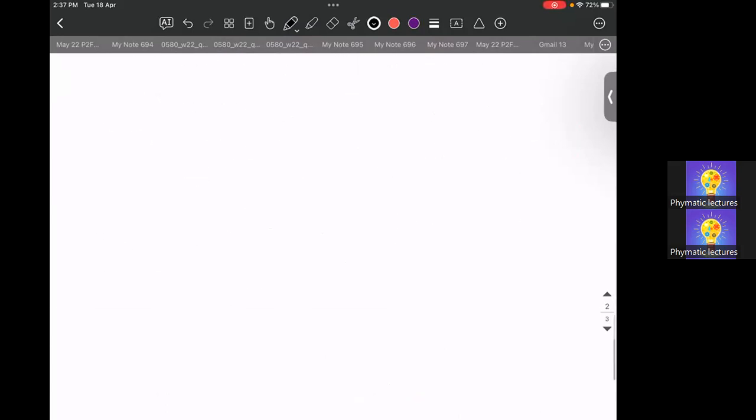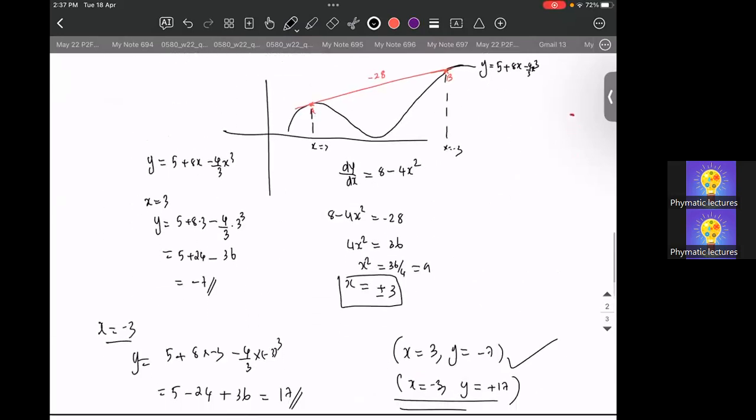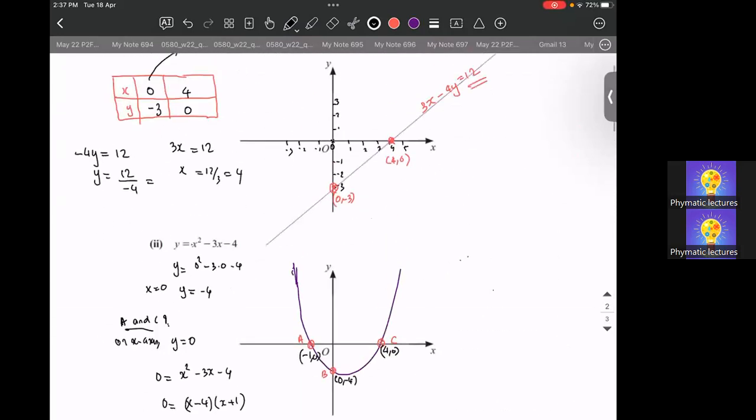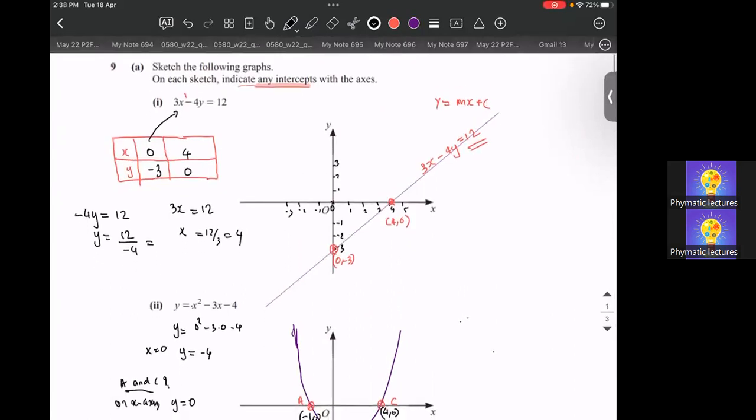Hope you got the idea about this. And that is about these two questions. So these questions are actually from October, November 2022. Its variant is paper 4-3. Okay, if you want, you can refer to it and try to understand the concept behind it.